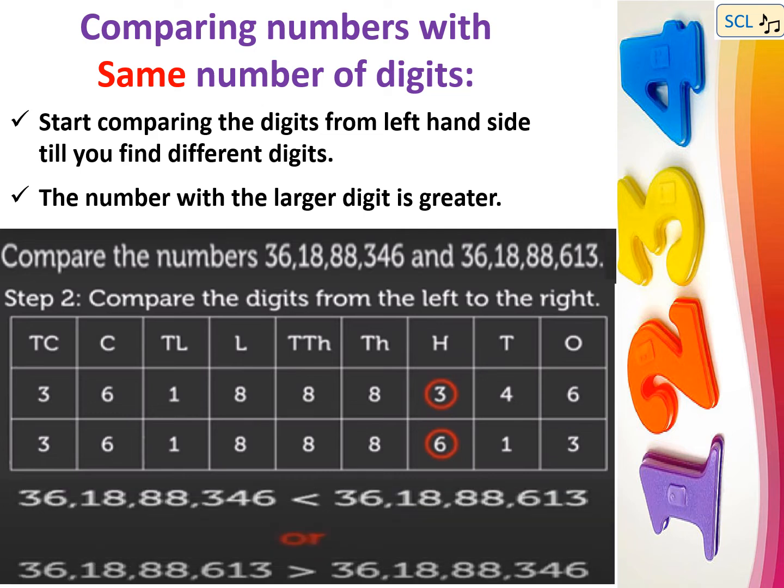We can write it as 36188836 is less than 3618888613, or we can also write it as 3618888613 is greater than 36188836.